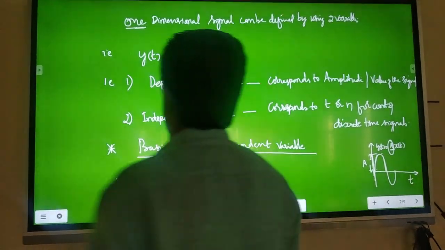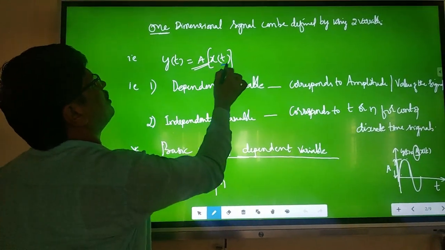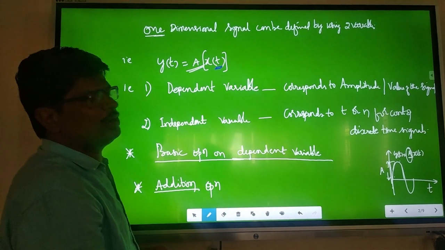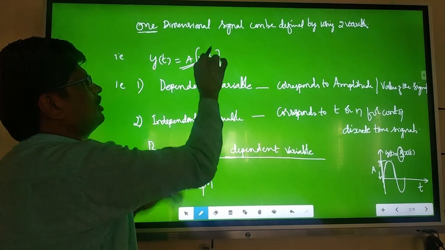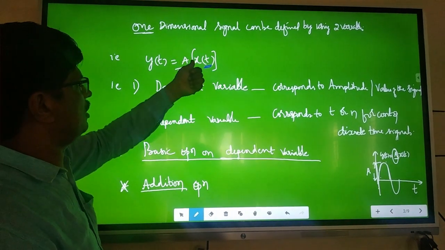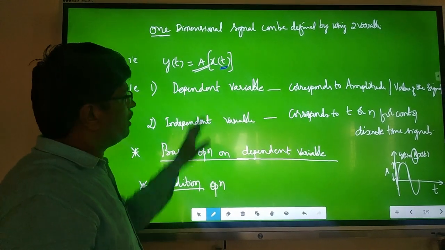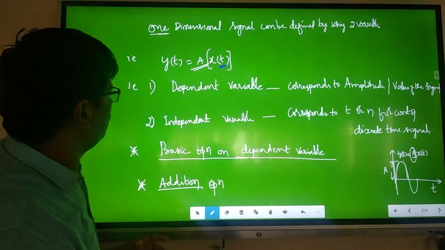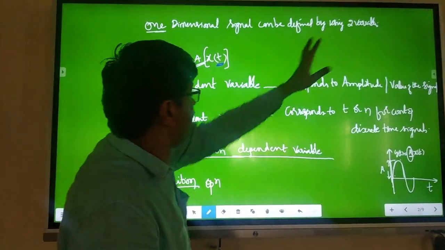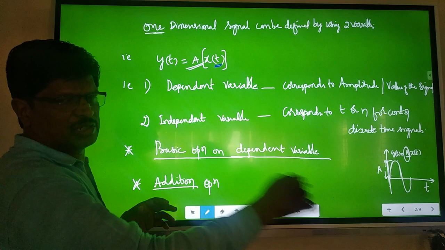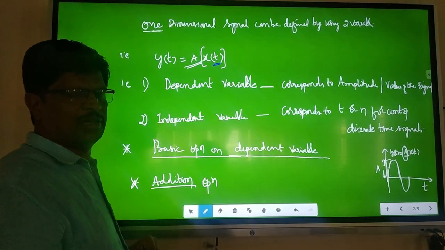Now, let us say, for example, y of t is equal to a into x of t. Here t is the independent variable. The whole x of t is there, the full signal, and that is depending on a, the amplitude a. That is the dependent variable. For example, one-dimensional signals can be defined using two variables. y of t depends on x of t along with a.